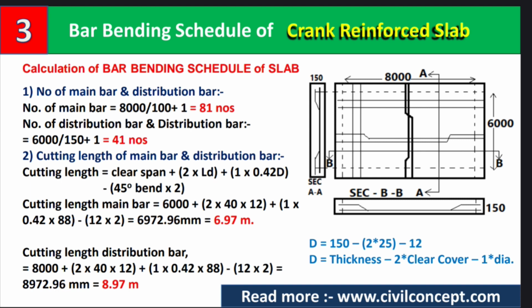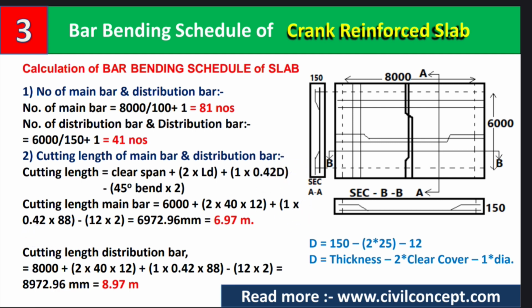So when we calculate the cutting length of the main bars, main bars will be in this direction. In this direction, we have to take the span, which is 6000, plus 2 into LD. LD is the development length. We have previously discussed that development length should be 40D. So 40 into D, where D is the diameter, which is 12. 12 mm we have used for the main bars.